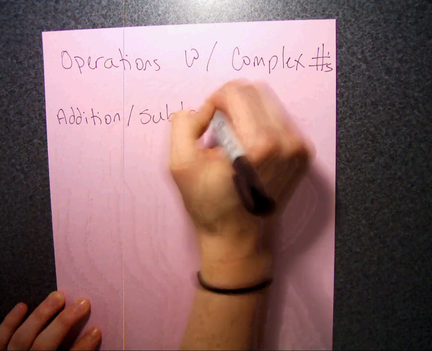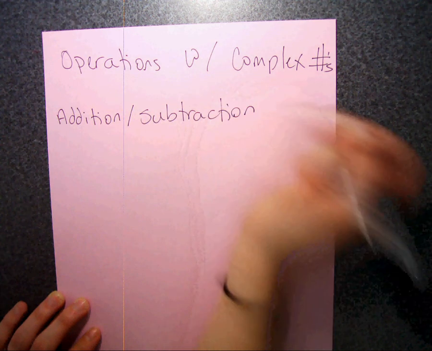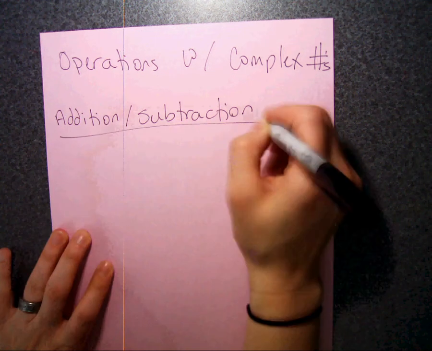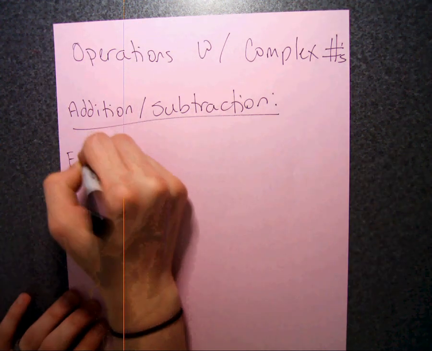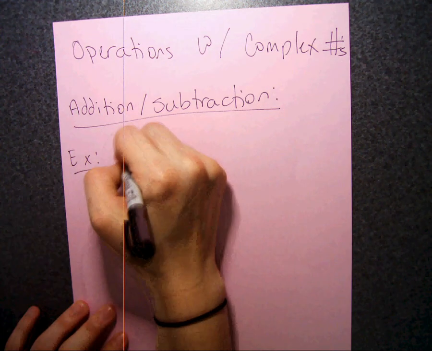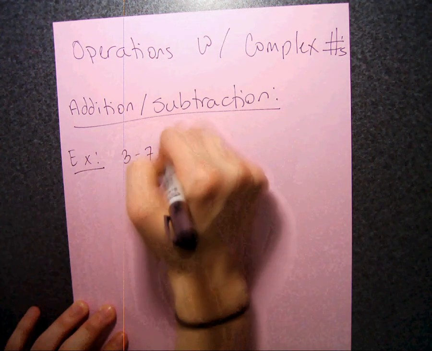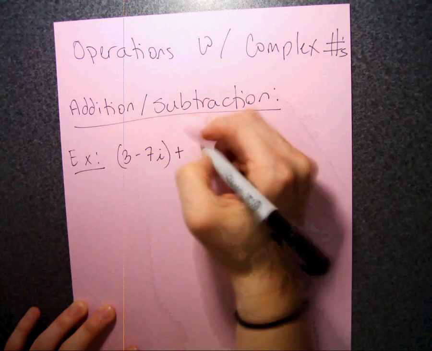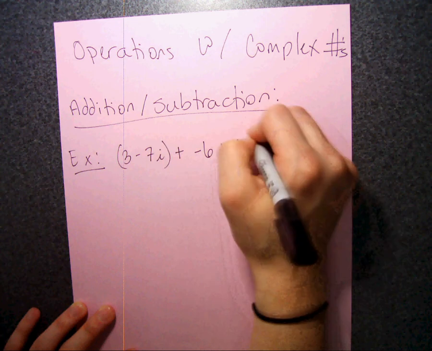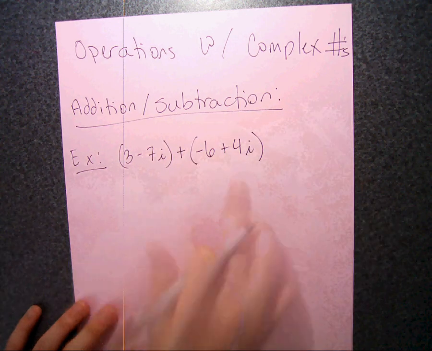Let's say I want to add 3 minus 7i plus negative 6 plus 4i. I want to add these two complex numbers together. So again, it just comes down to combining like terms. I'm going to add my real numbers together, and then I'll add my imaginary numbers together and make sure that I write it back in standard form.